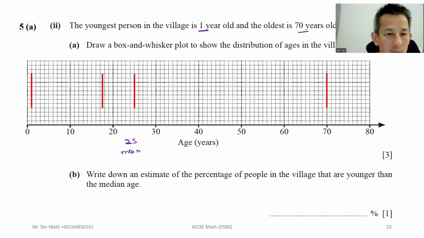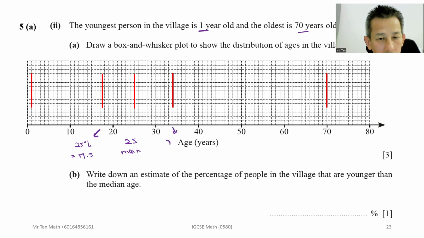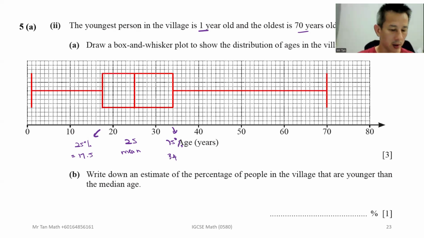And then you have the lower quartile. The 25th percentile is 17.5. And this is the 75th percentile. You should get 30, 1, 2, 3, 34. Okay, draw that. You join everything, and you should get the box and whisker plot.